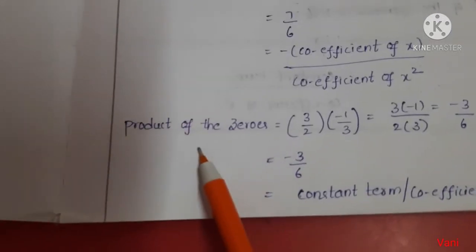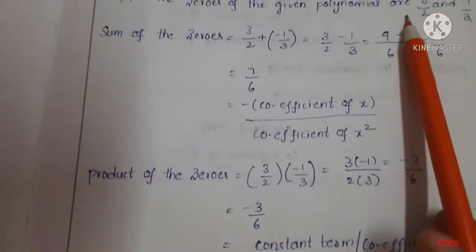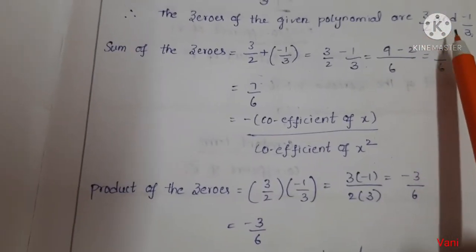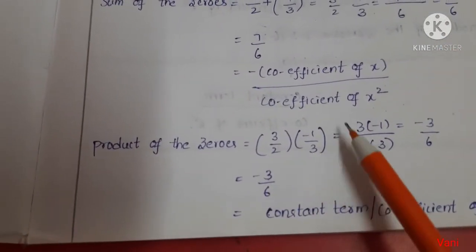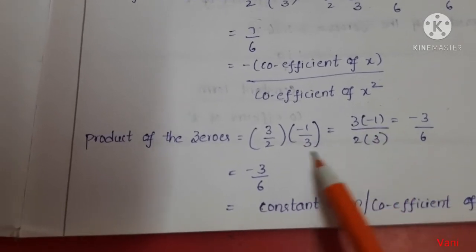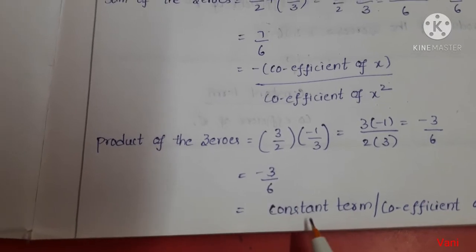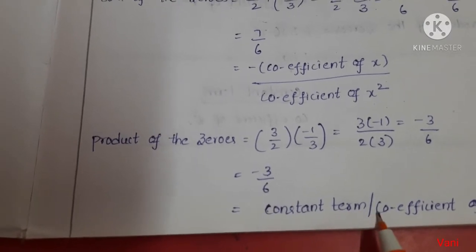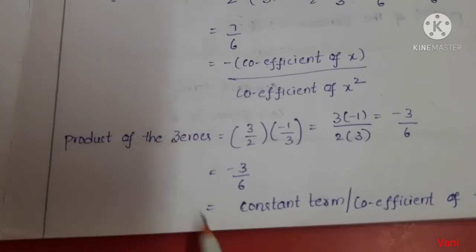Now find out the product of the zeros. Product of the zeros means multiply the two zeros. The two zeros are 3 by 2 and minus 1 by 3. Multiply those two: 3 by 2 into minus 1 by 3. So 3 into minus 1 is minus 3, and 2 into 3 is 6. Minus 3 by 6. Minus 3 is nothing but the constant term in the given polynomial, and 6 is nothing but the coefficient of x square.